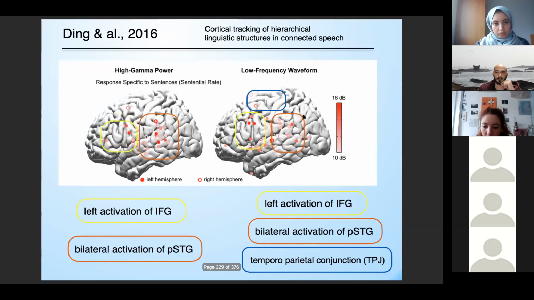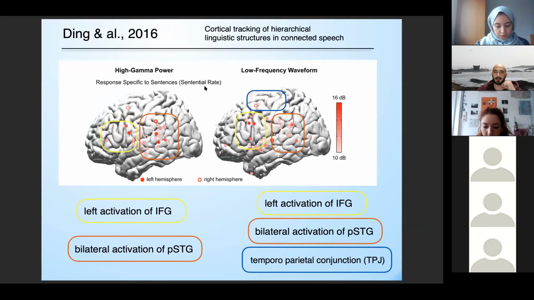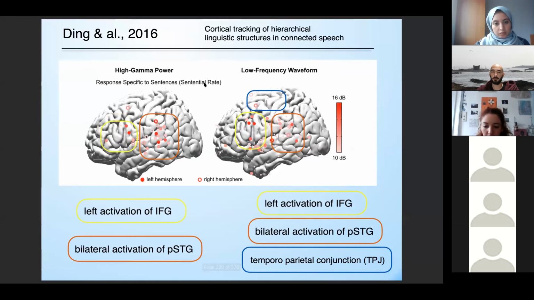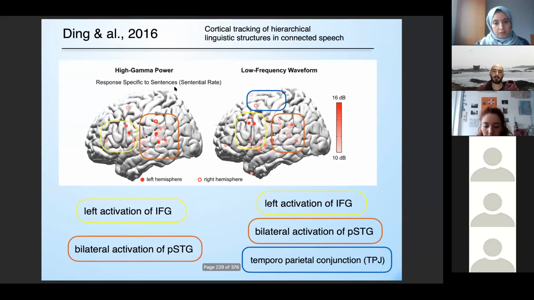Okay. And then again, similar. So sorry, these were at the phrasal rate, and these were at the sentential rate. Okay. So these are only the electrodes that respond specifically to the phrase, and these are the ones that respond specifically to the sentence. And they are dissociated. So those that respond to the phrase do not respond to the sentence, and those that respond to the sentence do not respond to the phrase. And some of them respond to both.